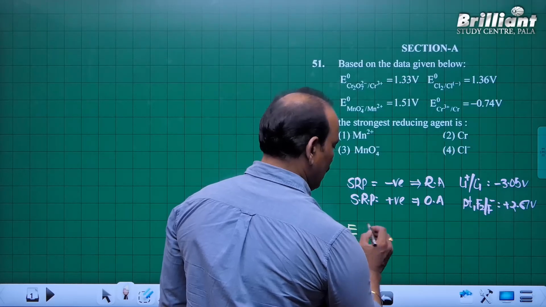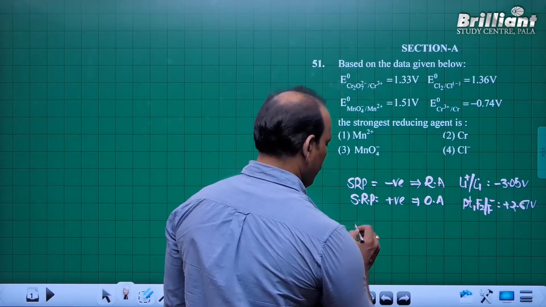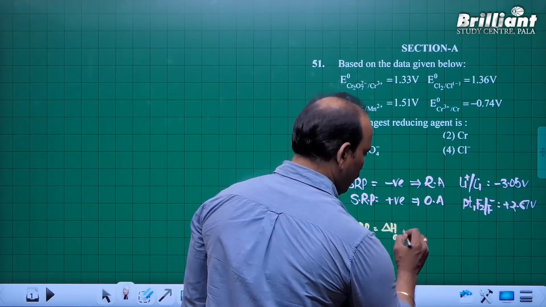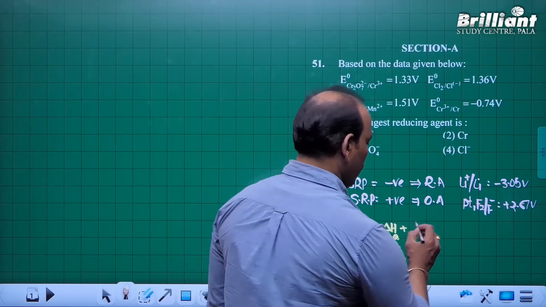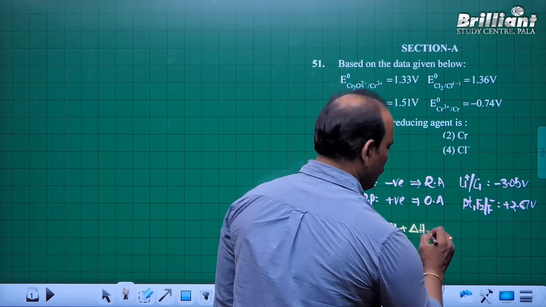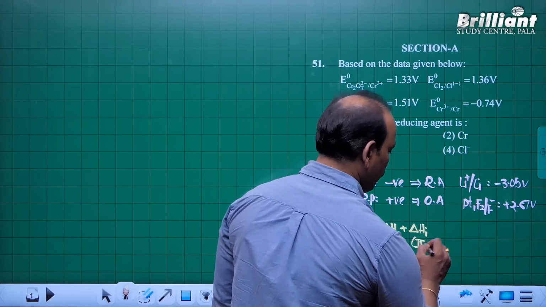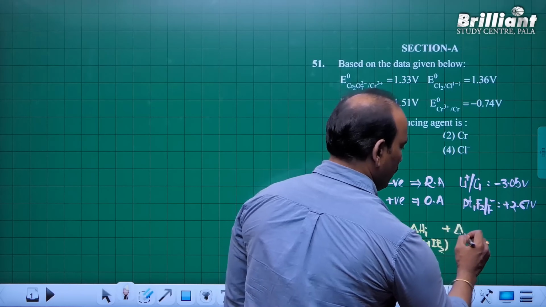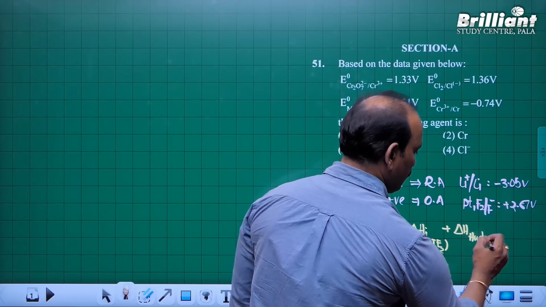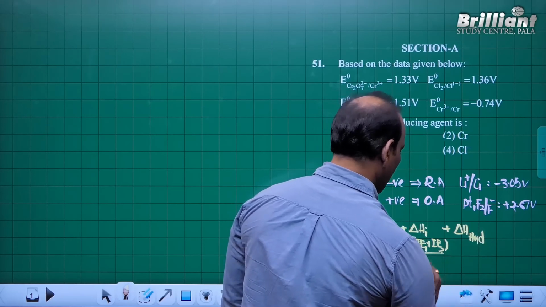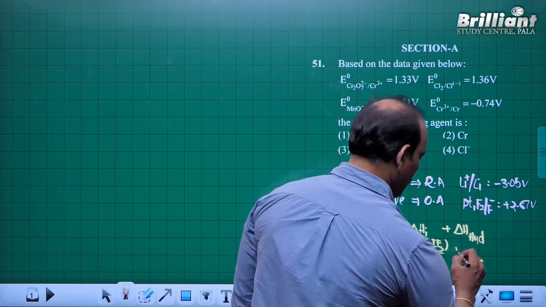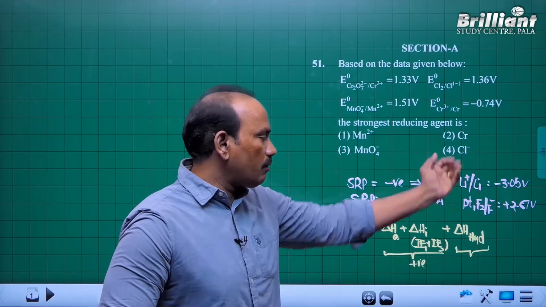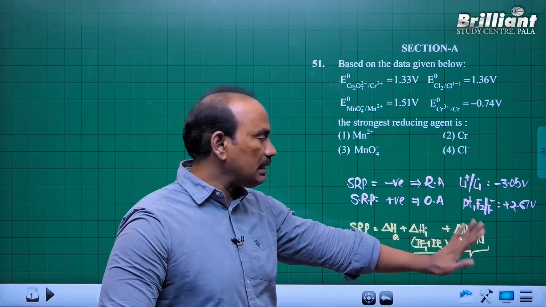SRP value is calculated based on the sum of enthalpy of atomization, next ionization enthalpy, that means IE1 plus IE2 and so on, plus heat of hydration. These two values are positive values. This is a negative value. If this value is dominated, it is a positive value. If hydration enthalpy is dominated, that is a negative value.